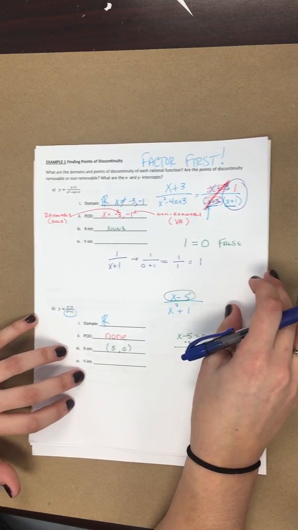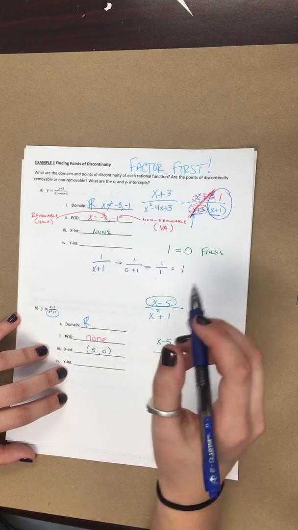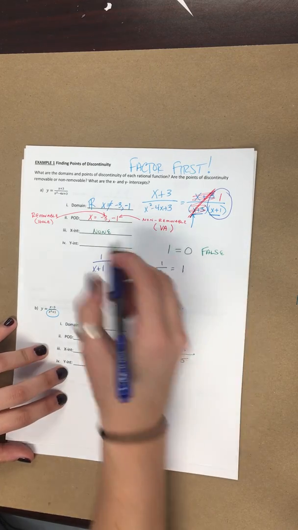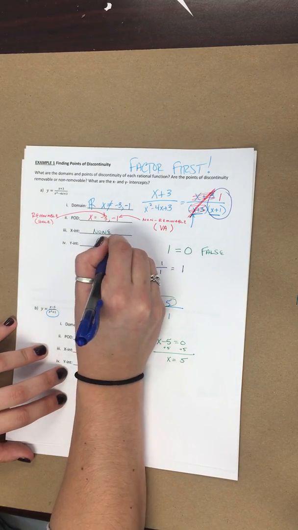Again, just like the x-intercept, I want to write it as a coordinate point. So it's going to intercept the y-axis at 1. So I'm going to write 0, 1.